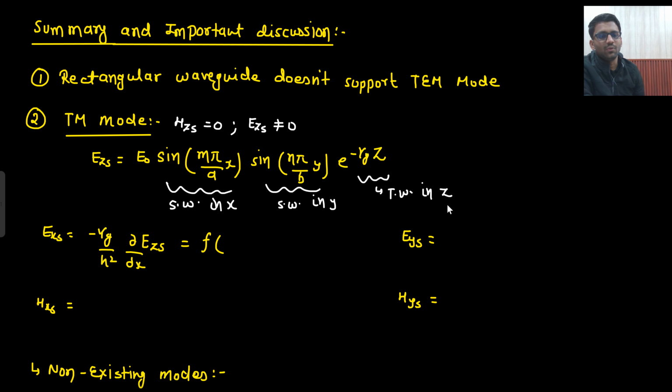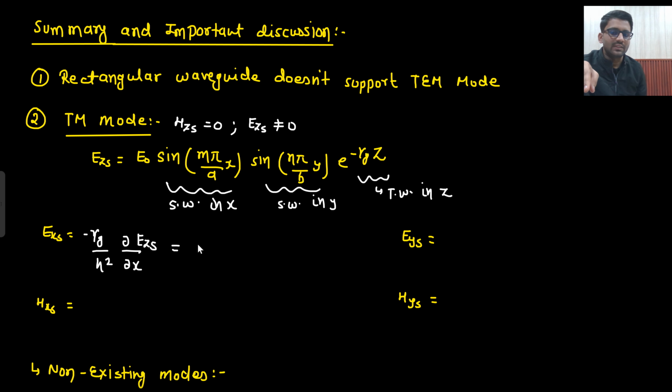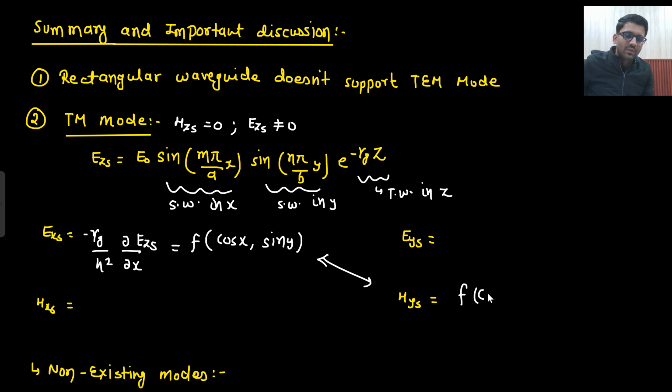Now EXS, what would that be a function of? If you forget it, what are you going to do? You are just going to think, okay, TM mode. So in TM mode, minus gamma upon h square, del by del x, EZS would be existing. And EZS has the function sin. So if I am differentiating with respect to x, then what I will be getting? This will be cos x and this will be sin y. Then I will remember that they are brothers. So this will be a function of cos x and, since it will be a different function because the amplitude will be different, I am writing g here.